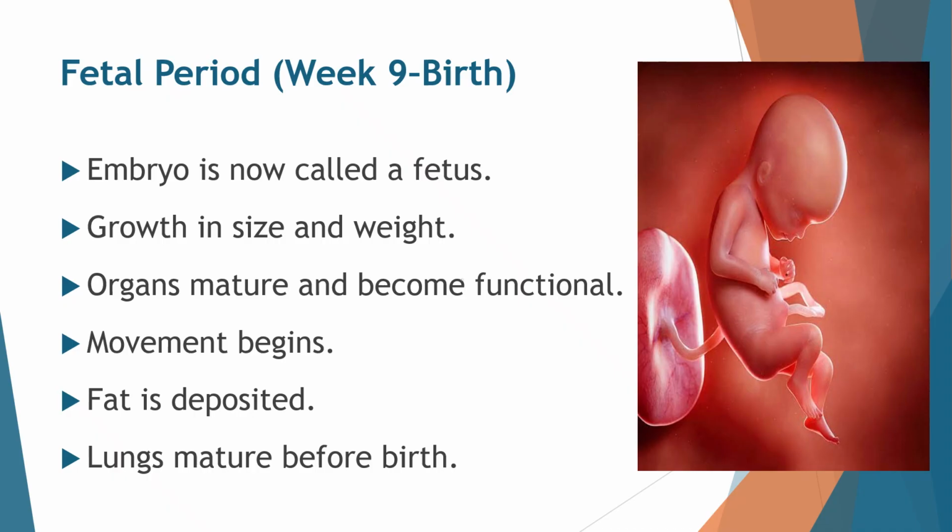The fetus grows rapidly in both size and weight. Month by month, the baby becomes bigger and stronger. During this stage, the organs that were formed earlier continue to mature and become functional. For example, the heart continues to pump blood effectively, the kidneys start producing urine, and the digestive system continues to develop. Another exciting event during this period is fetal movement.